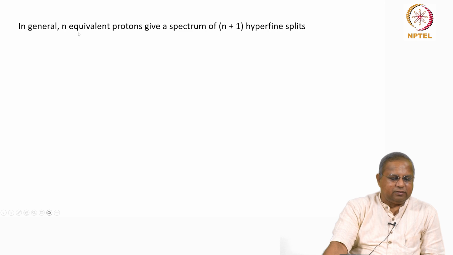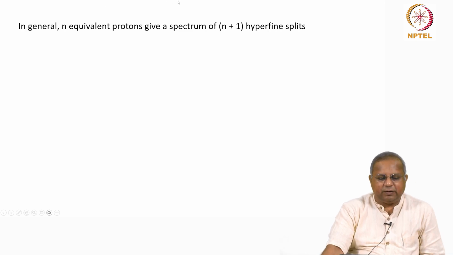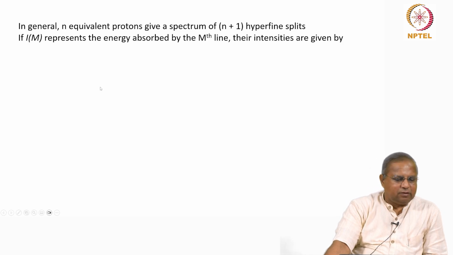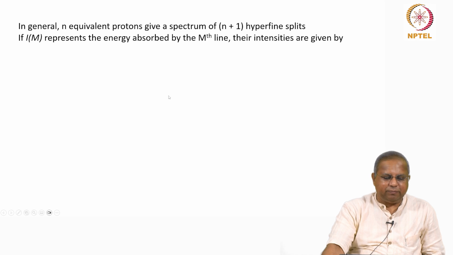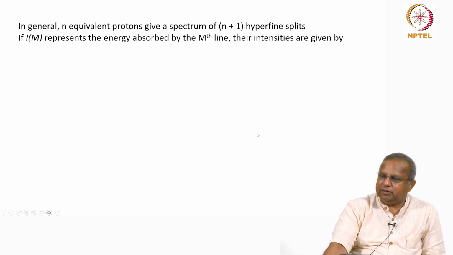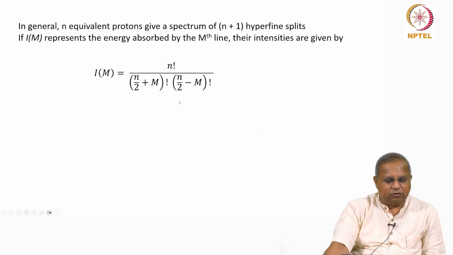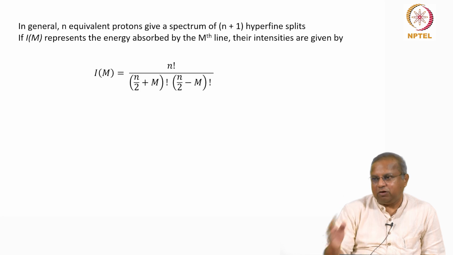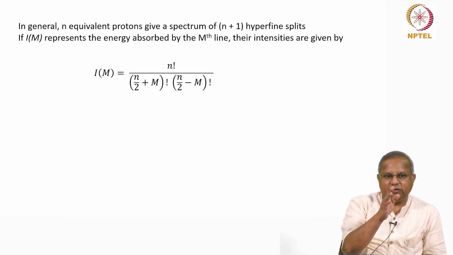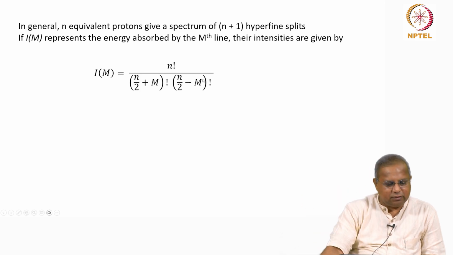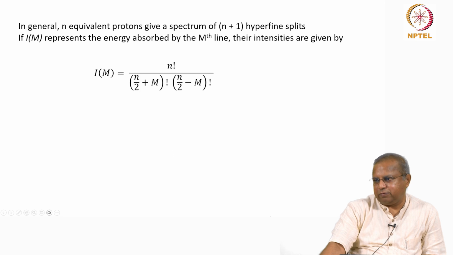In general, n equivalent protons give a spectrum of n plus 1 hyperfine splits. If Im represents the energy absorbed by the mth line, their intensities are given by this combinatorial formula, n factorial divided by (n/2 plus m) factorial times (n/2 minus m) factorial. That's the intensity of the mth line. Okay, so we had 1 is to 4 is to 6 is to 4 is to 1 and so on and so forth, right? So in the earlier case, all of that will come out of this formula.